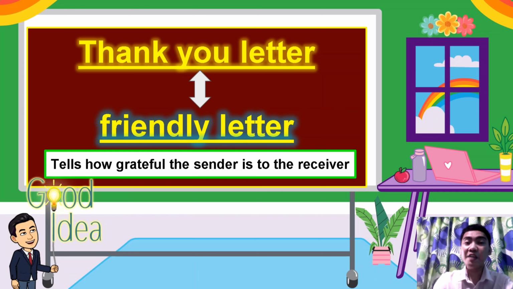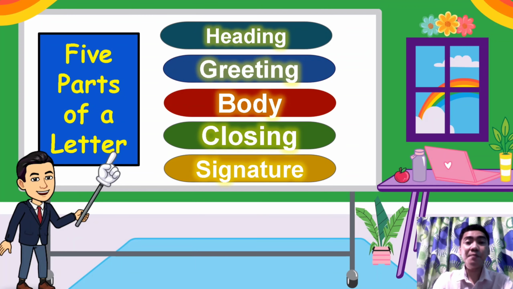Remember, a letter must have a sender. Take note of this. A letter must have a sender and always have a receiver. From the word send and receive. All right. So, before you can write a letter, you should know the parts. What are the parts of a letter? So, we have 5 parts of a letter.